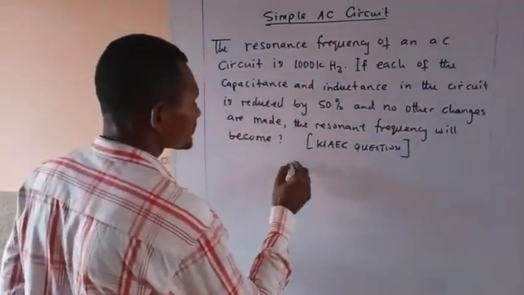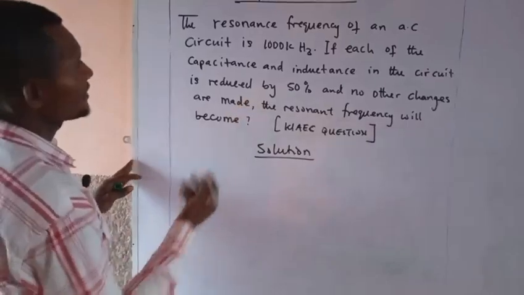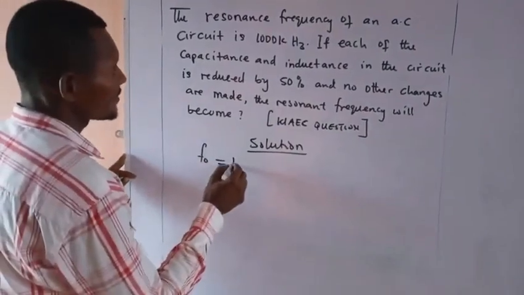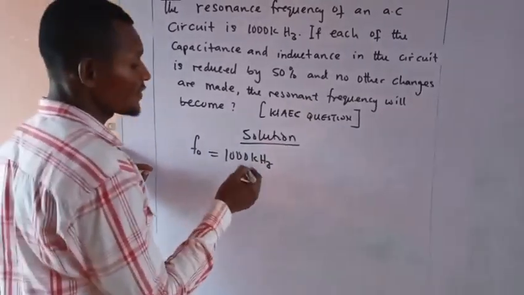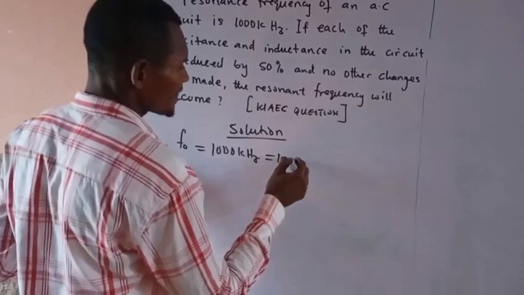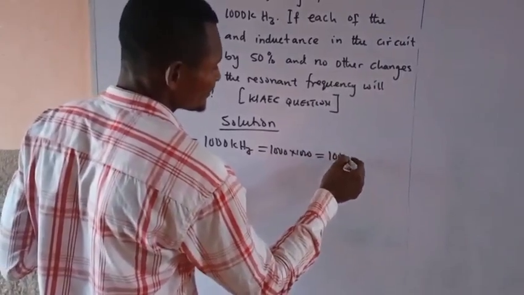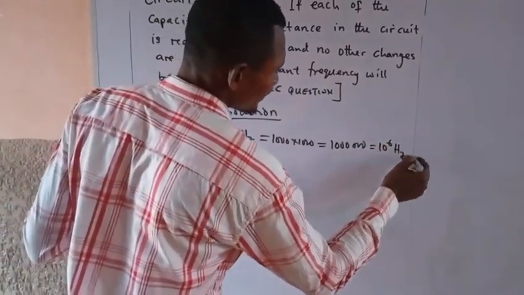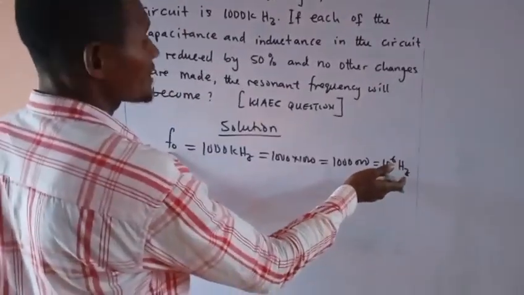So the solution. First of all, what we have in the question, we are given the resonance frequency, which is denoted by F0 and is given as 1000 kHz. So let's convert it to Hertz because frequency is measured in Hertz. When you multiply by 1000, 1000 times 1000 will give you 1 million. That is equal to 10 raised to power 6 Hz. So this is the resonance frequency.